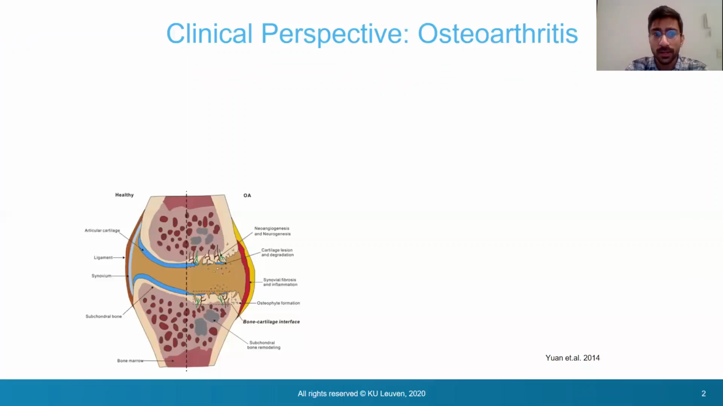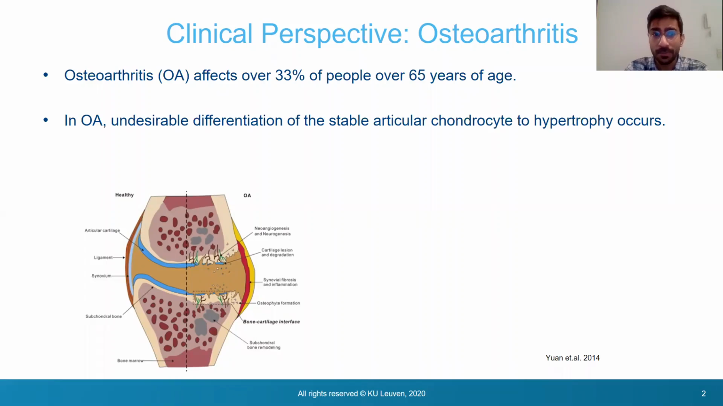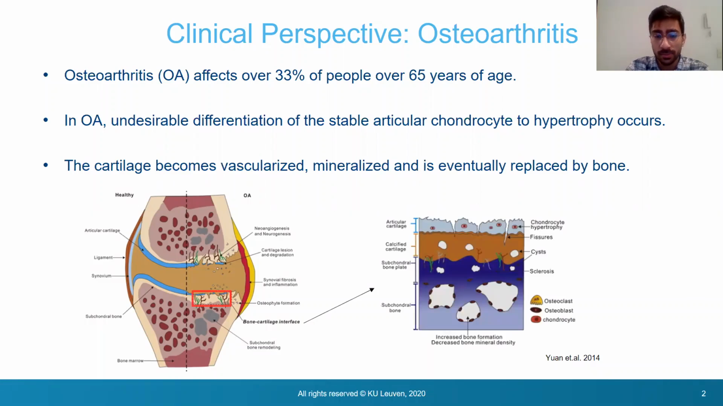Osteoarthritis is a degenerative disease of the joints which affects more than 33% of people over 65 years of age. What happens in osteoarthritis is undesirable differentiation of the stable articular chondrocytes, or the cells residing in the articular cartilage, to hypertrophy. Subsequently, the cartilage becomes vascularized, mineralized, and is eventually replaced by bone. And this leads to severe pain and loss of mobility of the patients.